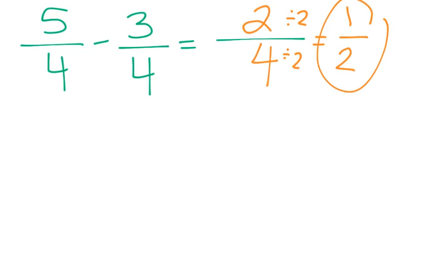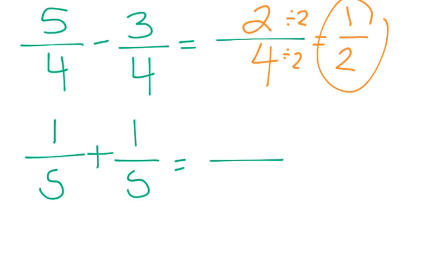Number 34, you have 1/5 plus 1/5. Again, when your denominator is the same, it does not change. 1 plus 1 is 2. 2/5 is your answer for number 34. All right, now let's look at number 35.